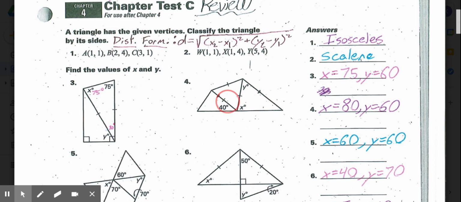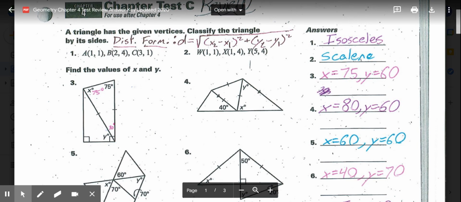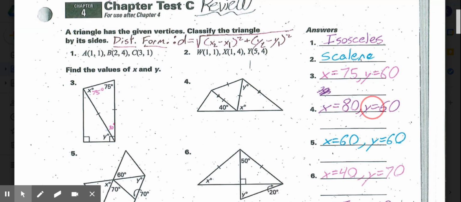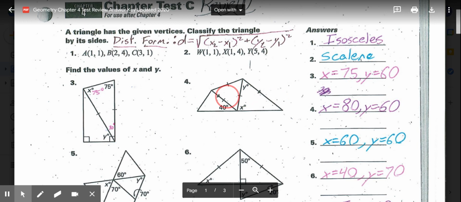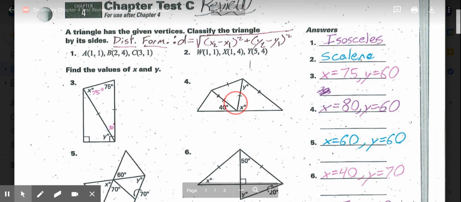Then I know this line here is parallel to this line here. Meaning this angle here that's 60 and this angle here that's Y are alternate interior angles. Alternate interior angles between 2 parallel lines are always congruent. So X we already established was 80, Y is 60 to equal this angle here.